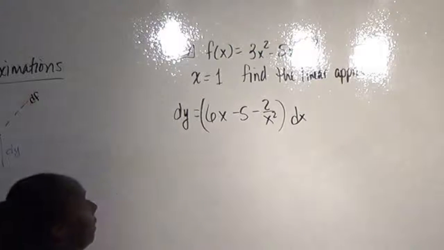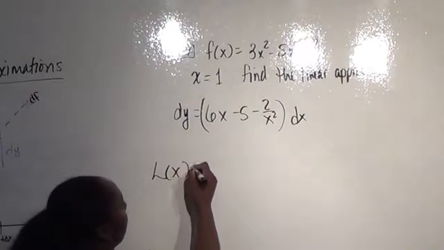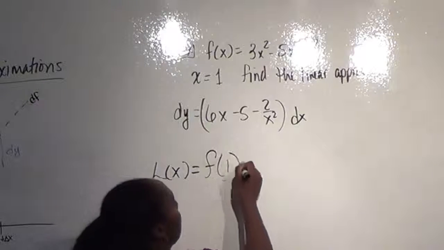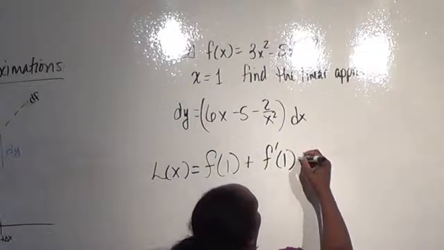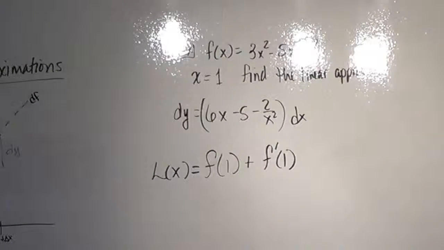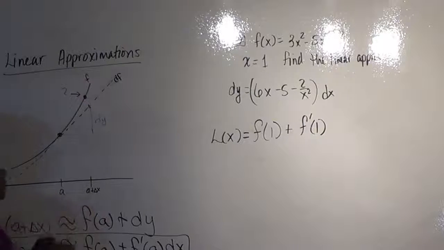Okay. So if I'm looking at my linear approximation, it's going to be f at 1 plus f prime at 1 times our delta x, or dx, which in this case we didn't get a value for, but remember, dx is just the distance between the two of these.